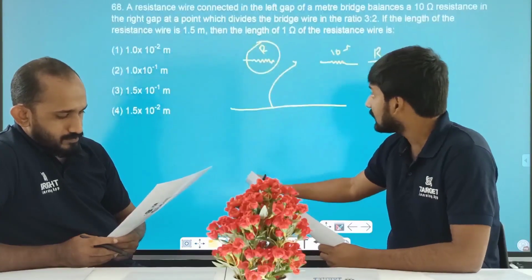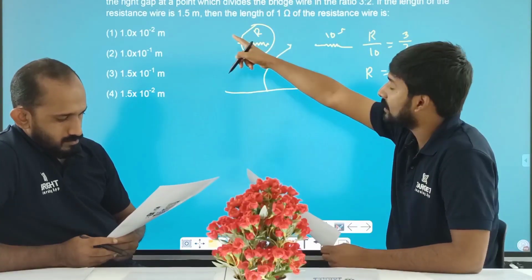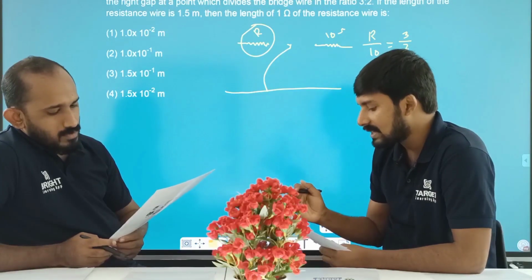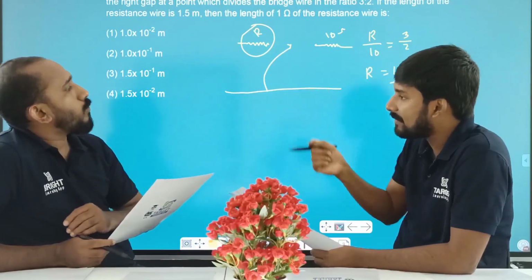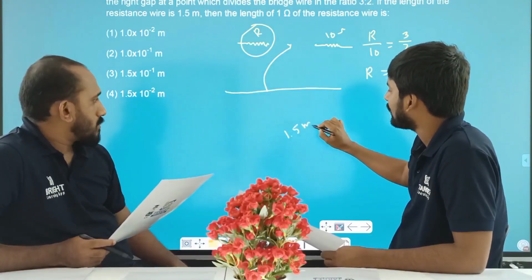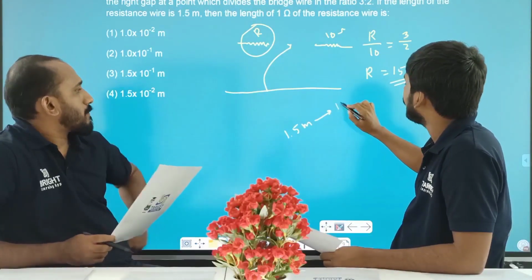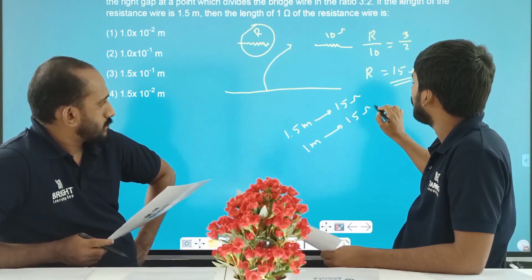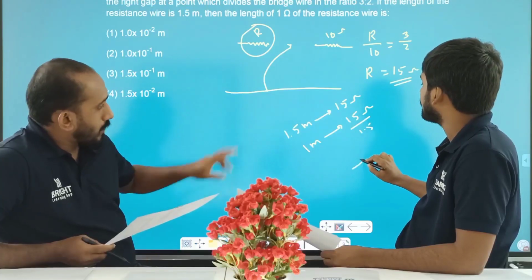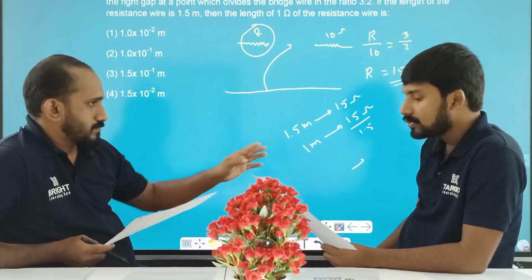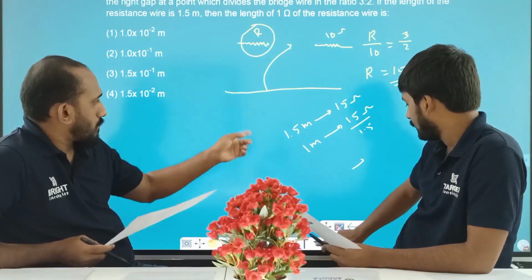The length of this resistance wire is given as 1.5 meter. So the question is, what should be the length of the resistance wire having 1 ohm. The total is 15 ohm, and the length is 1.5 meter. So for 1 ohm, the length will be 1.5 divided by 15.